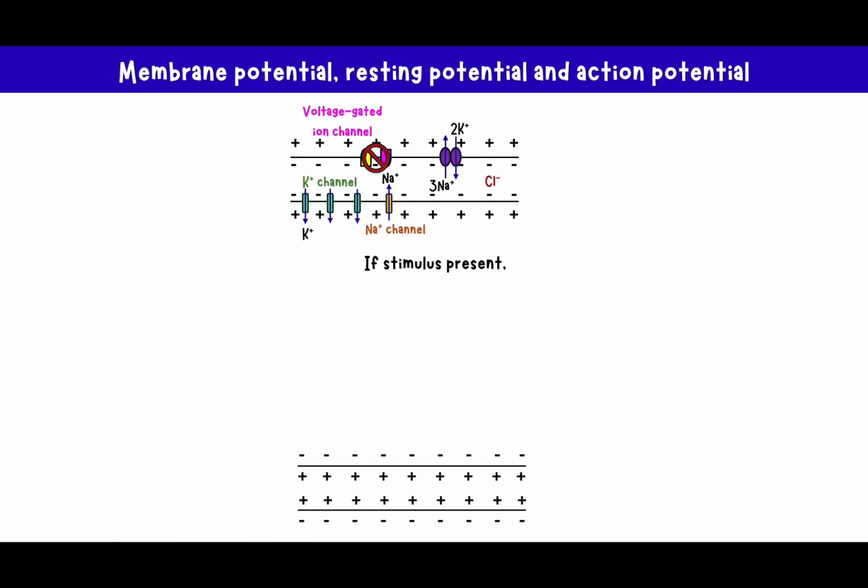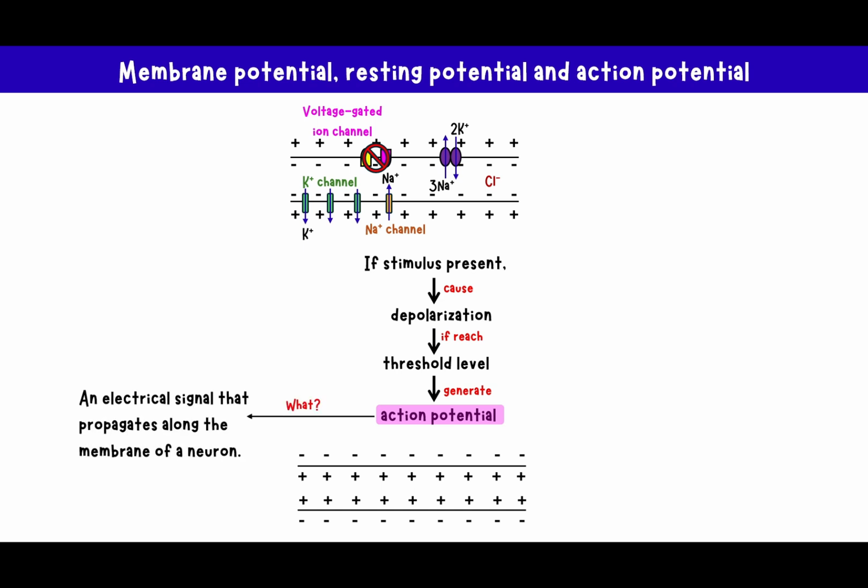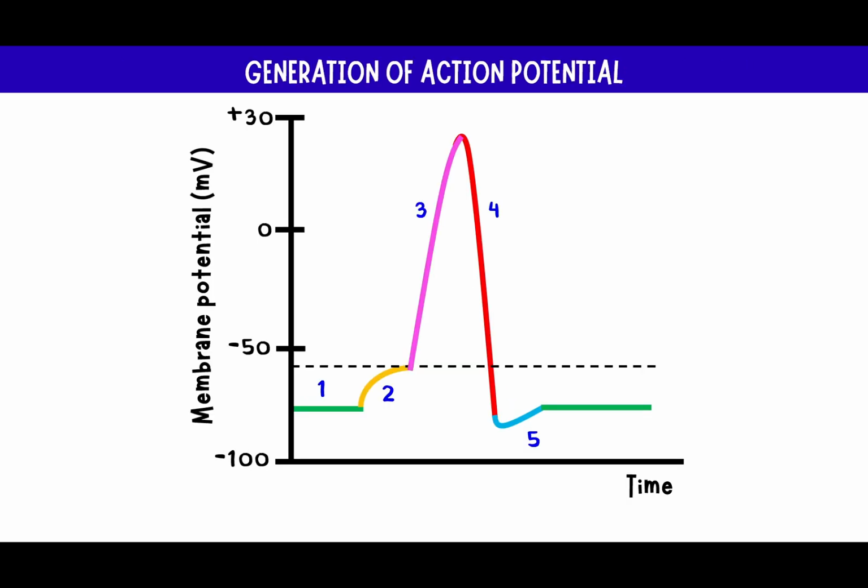If a stimulus is present, it causes depolarization. If the depolarization reaches the threshold level, it will trigger the generation of an action potential. What is an action potential? An action potential is an electrical signal that travels along the membrane of a neuron, allowing communication within the nervous system. During an action potential, the membrane potential inside the axon becomes more positive, as sodium ions diffuse into the axon. This graph shows the changes in membrane potential in the nervous system.